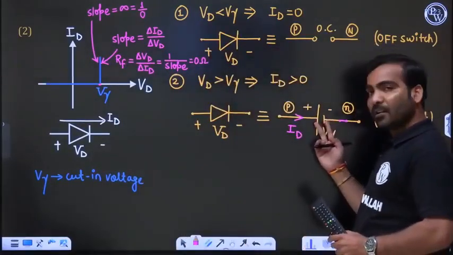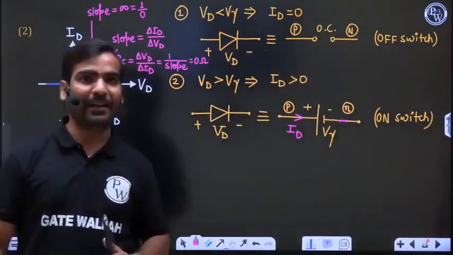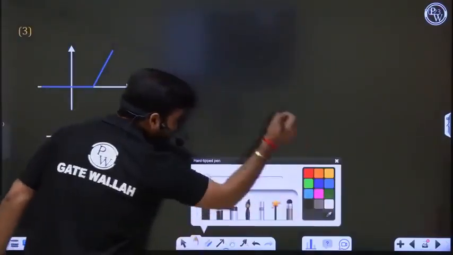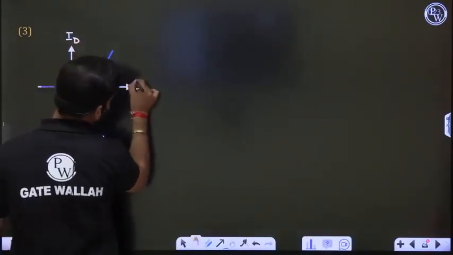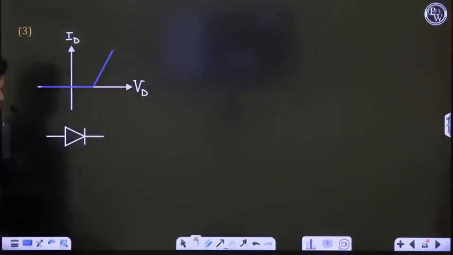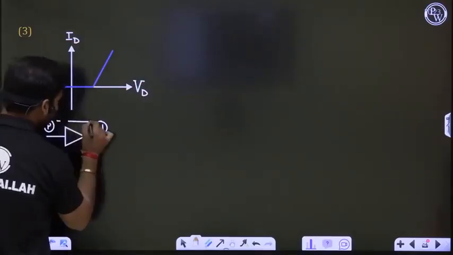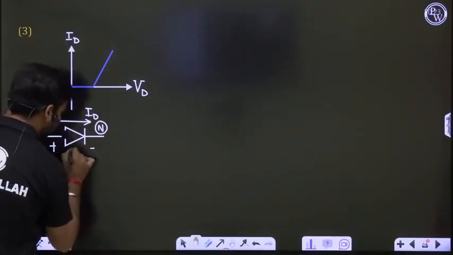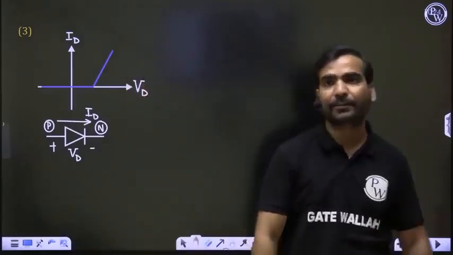If this resistance is, suppose, 1 ohm, then in series with the battery you will connect a resistance. That is the third case. This is the third model of the diode, where the IV characteristics of the diode is like this. This is diode current ID, this is diode voltage VD. So there are three cases of the diode model. This is your P, this is your N, and this is diode current ID, and this is your diode voltage VD.